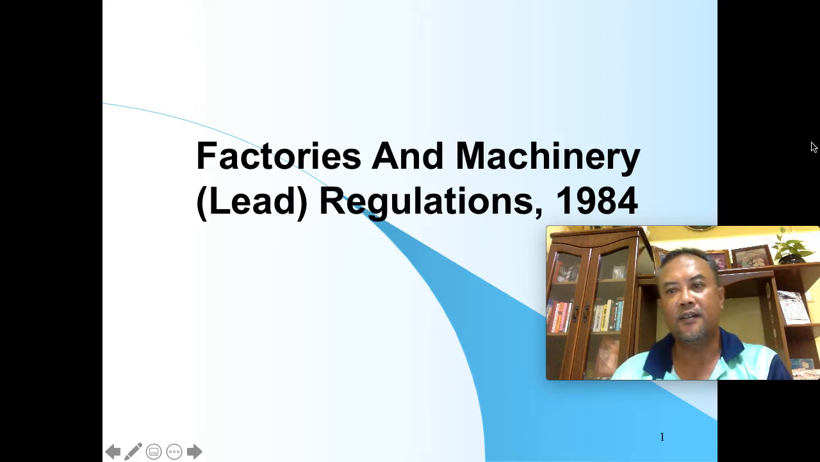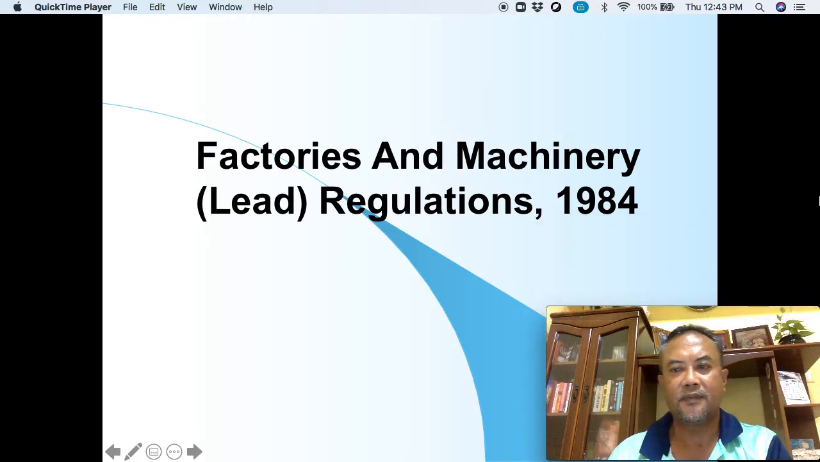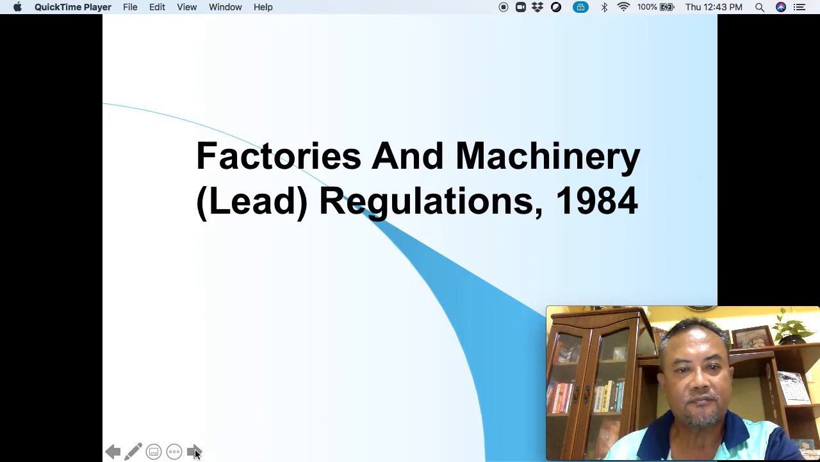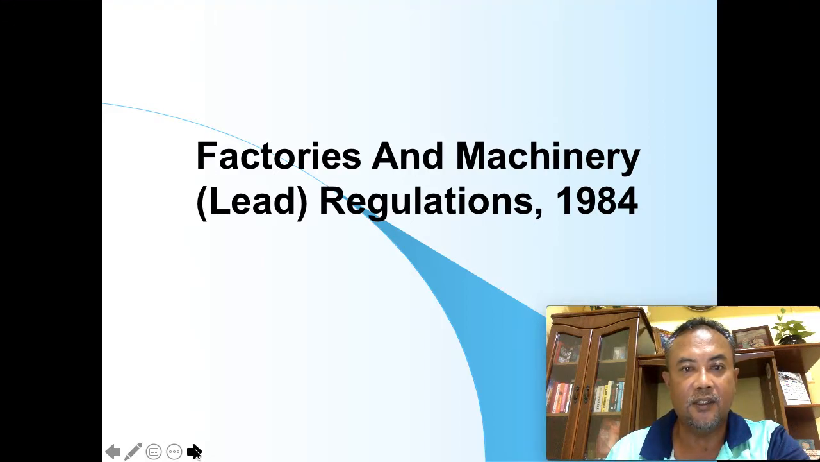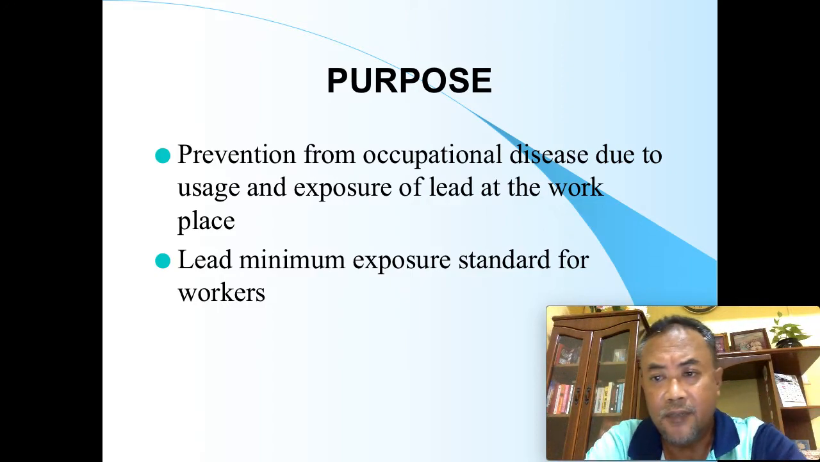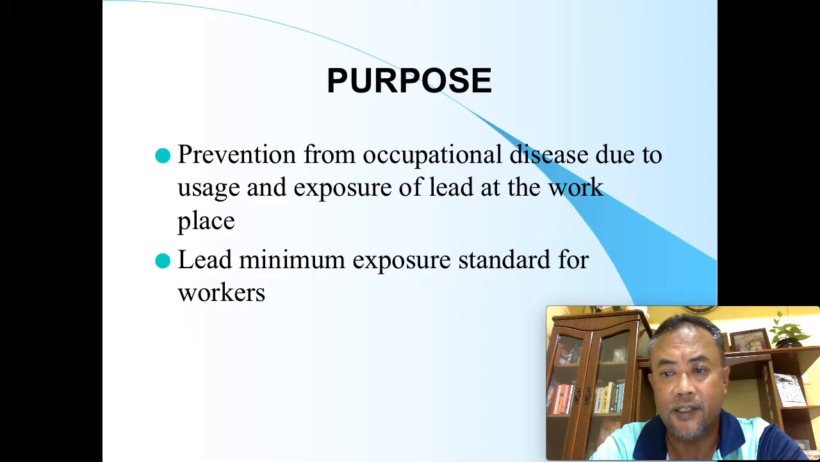Okay, this is one of the regulations under the Factories and Machinery Act. It is called the Factories and Machinery (Lead) Regulations 1984. To protect workers from hazards, this regulation is imposed to take care of our fellow workers when they work with lead hazards. So factories and industries involved with lead have to comply with these regulations.